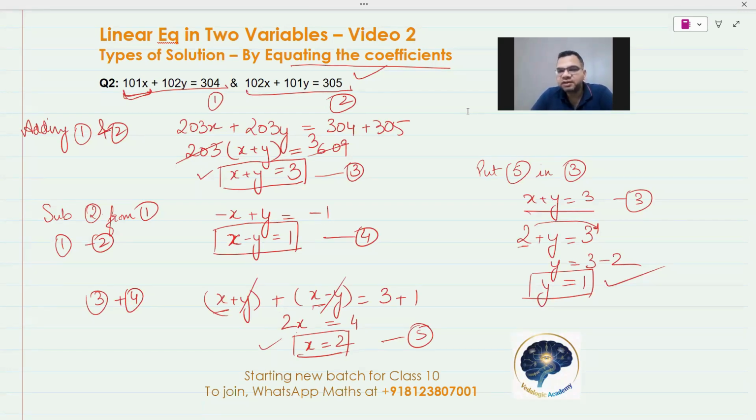I hope this is clear as well. So the actual way of solving these using this method is that we want to bring the coefficients of the equations the same. We were not able to find the coefficients the same here because it was 101x and 102y, so we did some calculation which made the coefficients the same. There is one more method to bring the coefficients the same.